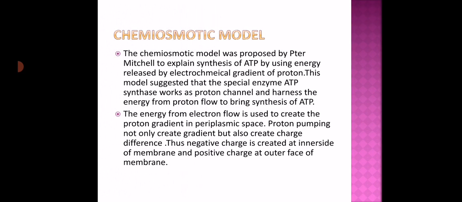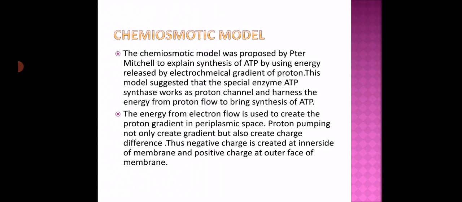Across the membrane or in the periplasmic space, you will find a high concentration of protons at one side and a low concentration of protons at the other side. So this is known as the proton gradient. Proton pumping not only creates the gradient but also creates a charge difference. Proton pumping means the flow of protons. So this flow of protons not only creates the gradient but also creates a charge difference, meaning high density charge at one side and low density charge at the other side.